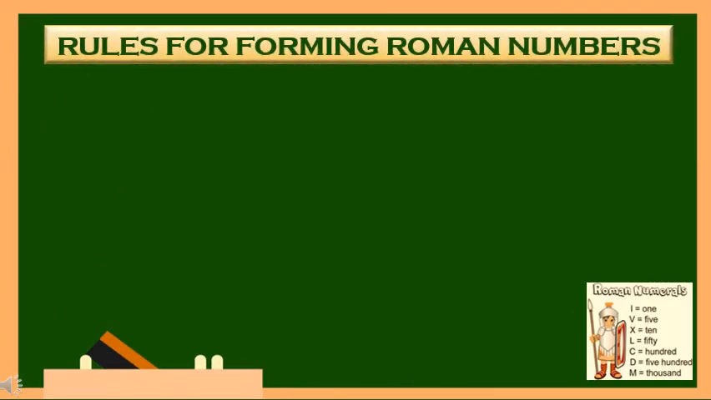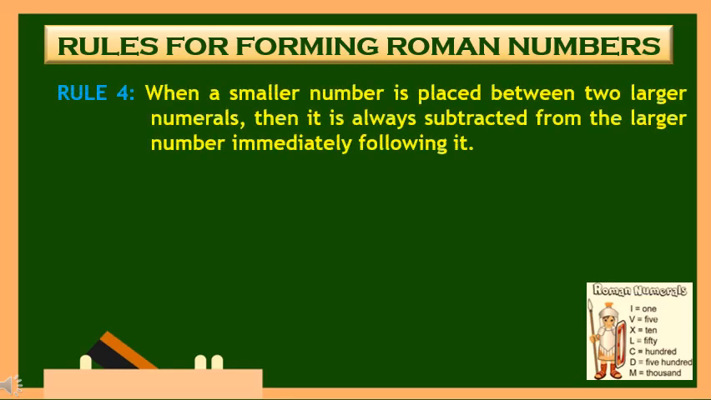Now what happens when you have a smaller number in between two higher Roman numerals? For this we follow another rule, that is rule number 4. When a smaller number is placed between two larger numerals, then it is always subtracted from the larger number immediately following it, meaning the larger number that is on the right side of this number.